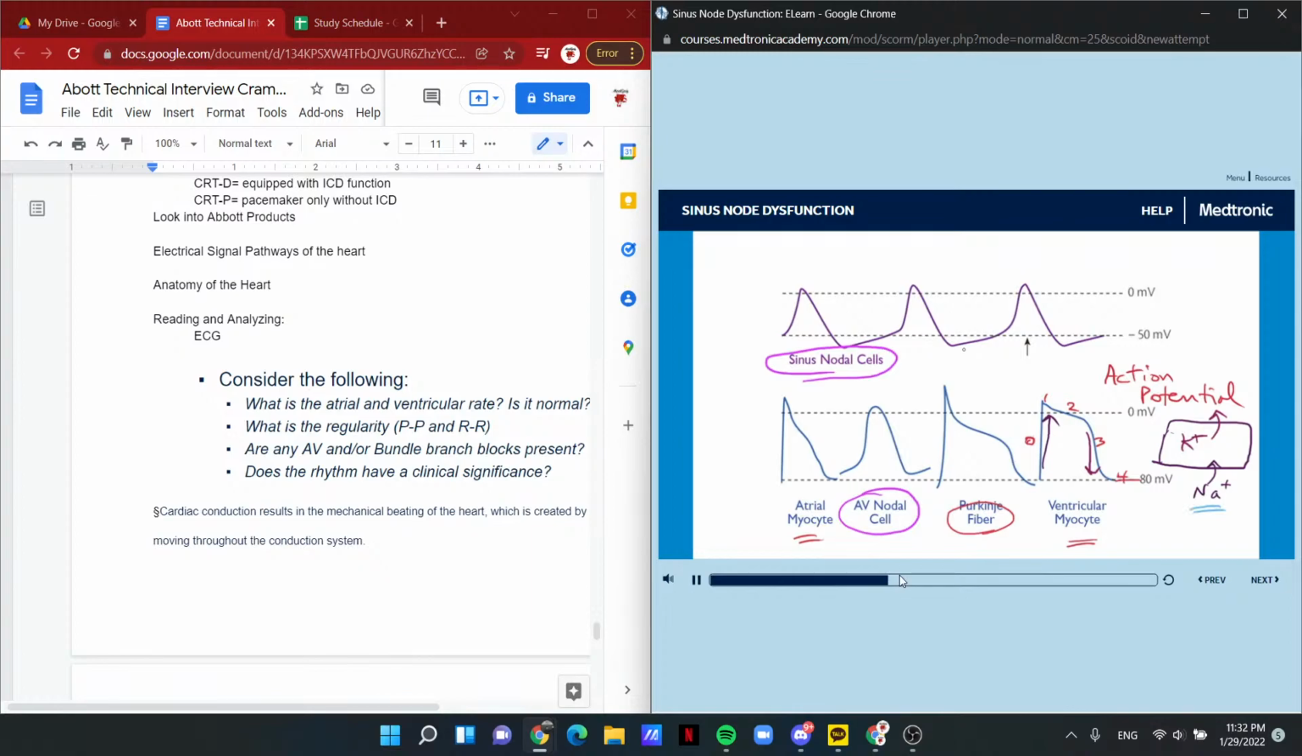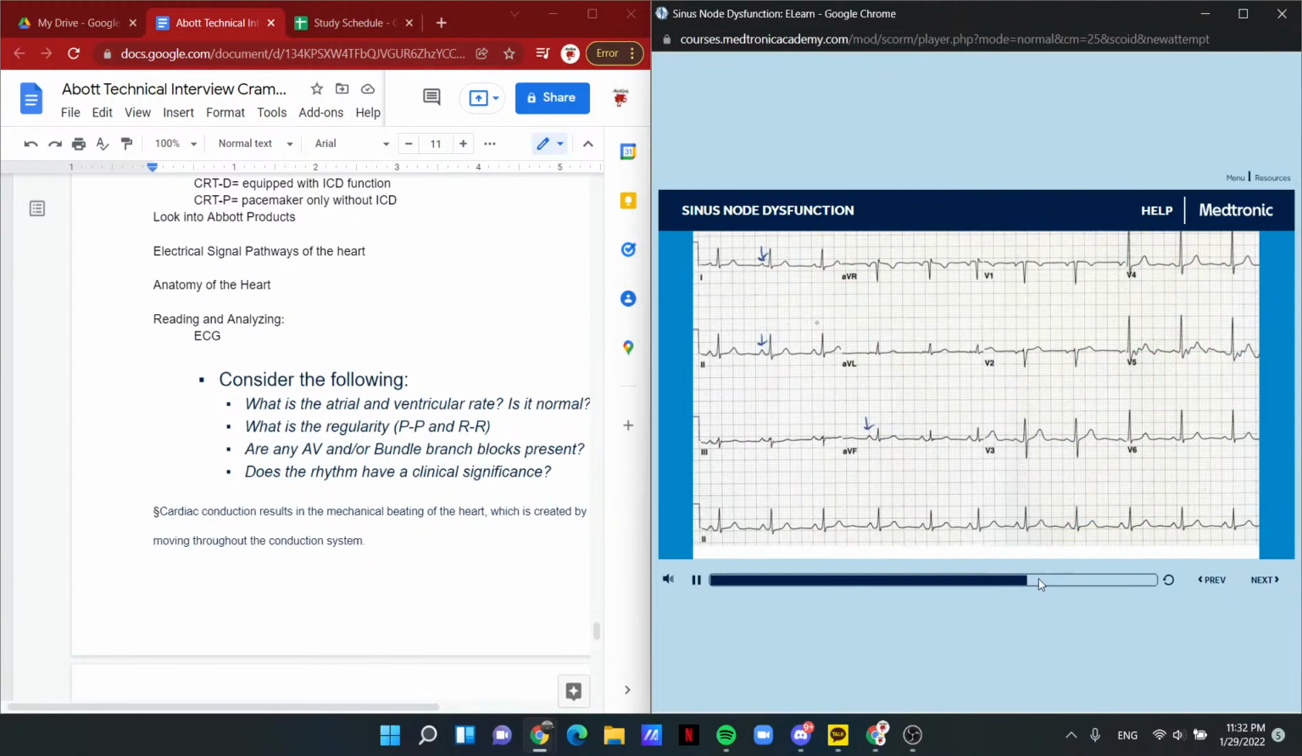These fluctuations are affected by autonomic nervous system signals. The rate here is about 64 beats per minute with a normal PR interval and a normal QT.